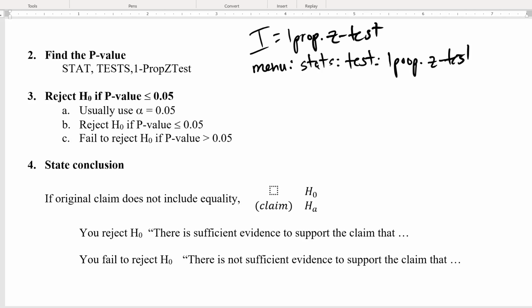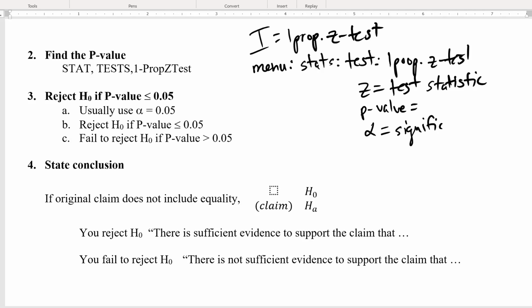So you're going to run the test. It's going to give you a z-score. That's called the test statistic. You have to report that. It's going to give us a p-value. And we will have an alpha level. The alpha is called the significance level. And it will either be 5% or something given that they ask us to test against.